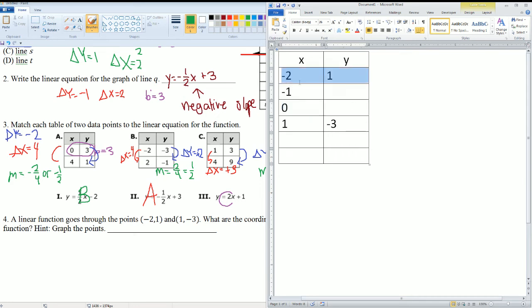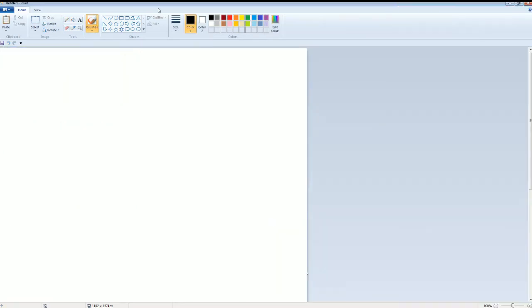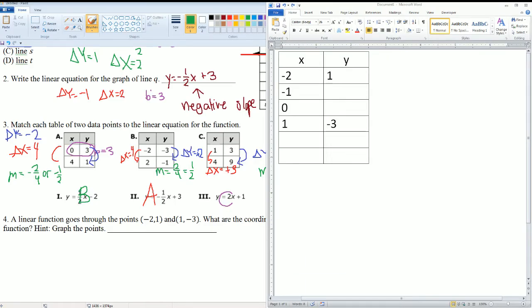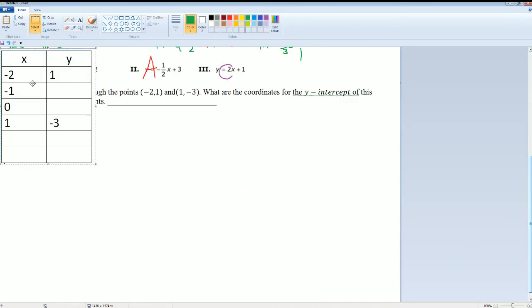This was your first point. This was your second point. We have to find some values here. Let me just get the chart here and we could work with it. Once we get the chart from Word, we can play with it a little bit. All right, so here's the chart.